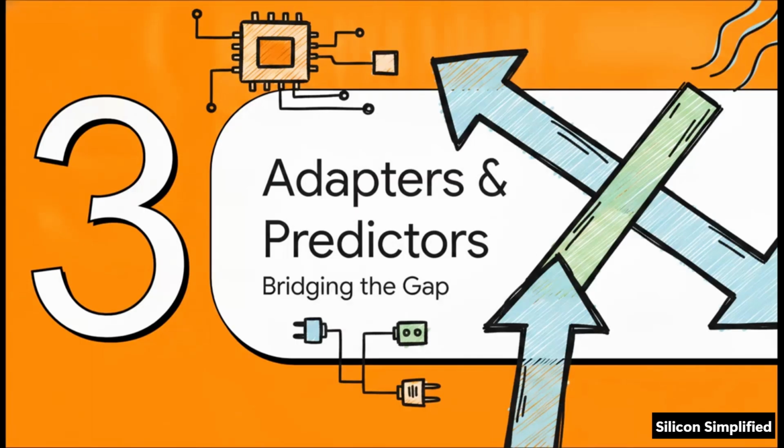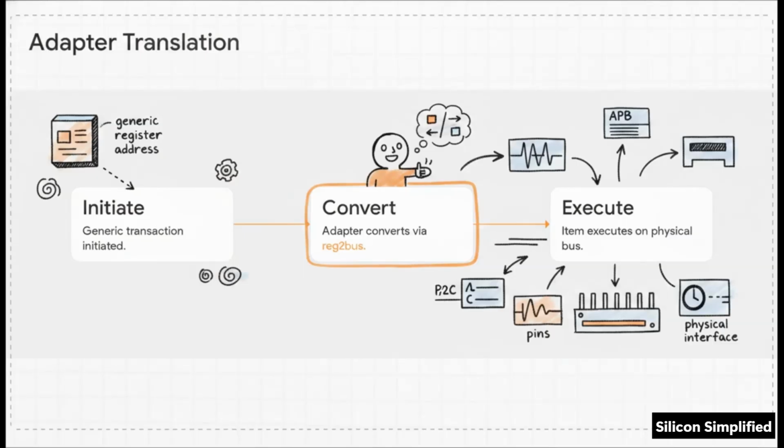Section 3. Adapters and predictors. Bridging the gap. Think of the adapter as your testbench's translator. It takes a generic register address or data read and converts it into a specific bus transaction, like APB or ACI, whatever standard protocols your chip uses.